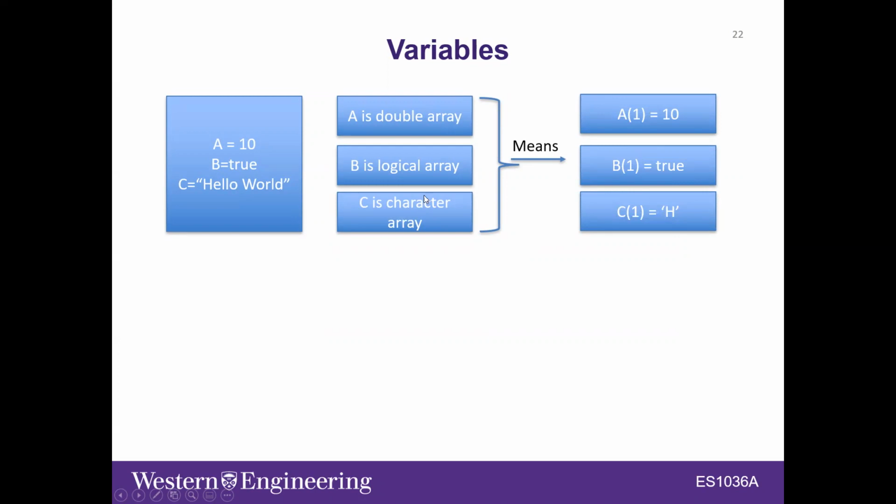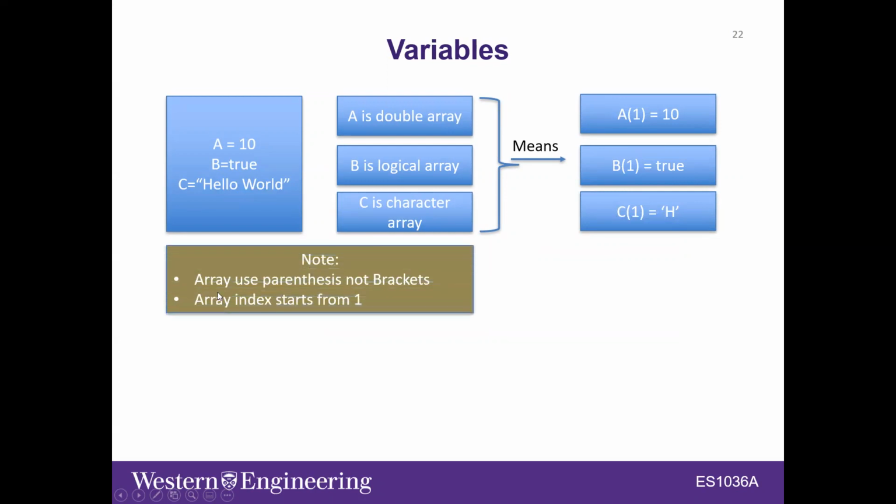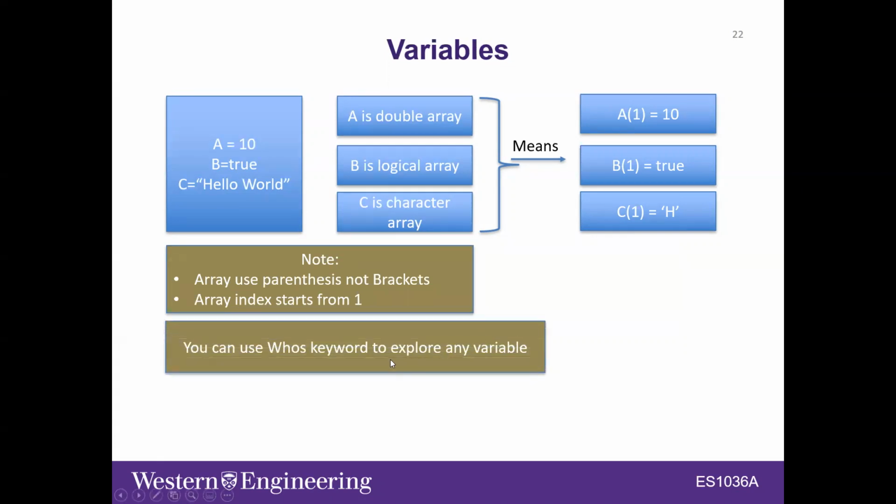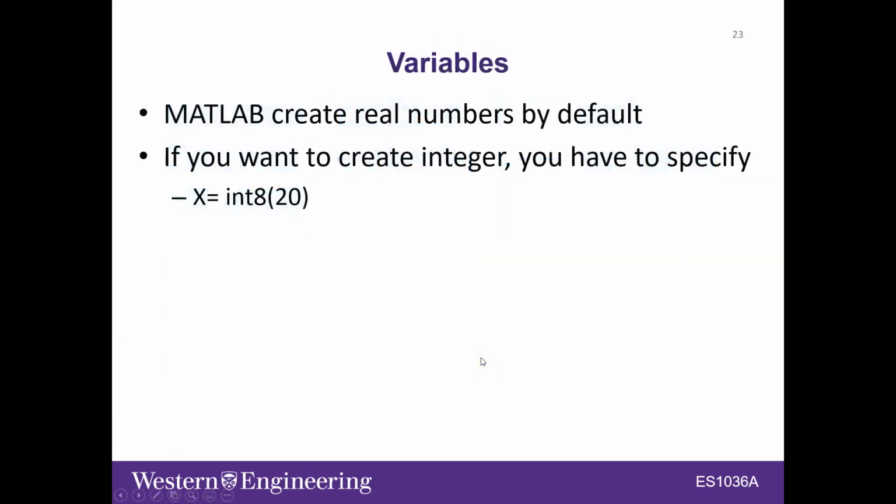In the first position we will have hello, H, the second E. So I take characters, not strings. Note arrays use parentheses, not brackets like Java. Array index starts from 1, not from 0 as in Java. So these are the main differences. You can use the whos keyword to explore any variable.